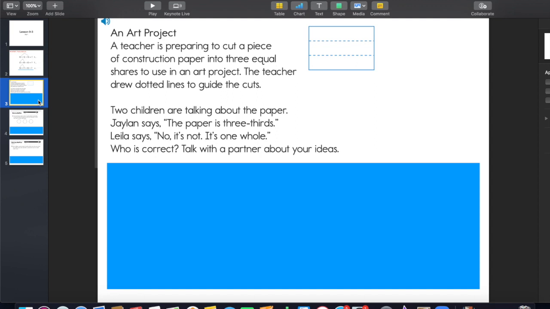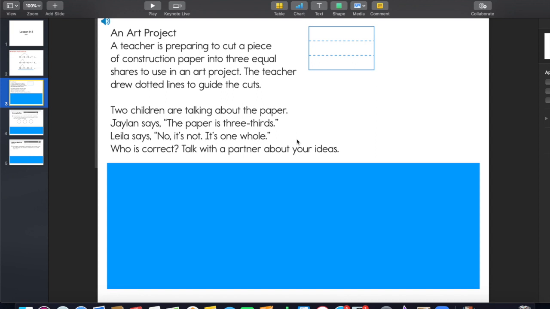An art project. A teacher is preparing to cut a piece of construction paper into 3 equal shares to use it in an art project. The teacher drew dotted lines to guide the cuts. So this is the teacher's sheet of paper, and the teacher drew 2 dotted lines to make 3 equal shares. 2 children are talking about the paper. Jalen says, the paper is 3/3. Layla says, no, it's not. It's 1 whole. Who is correct?